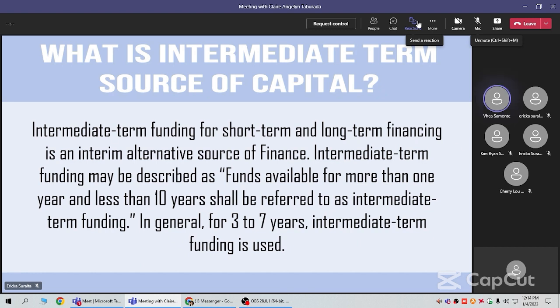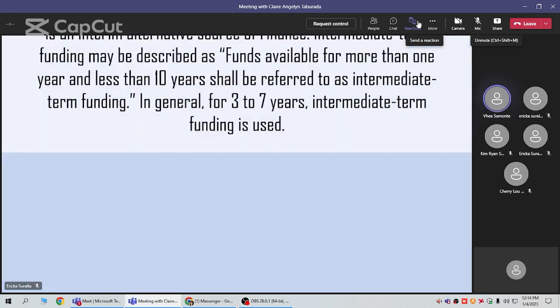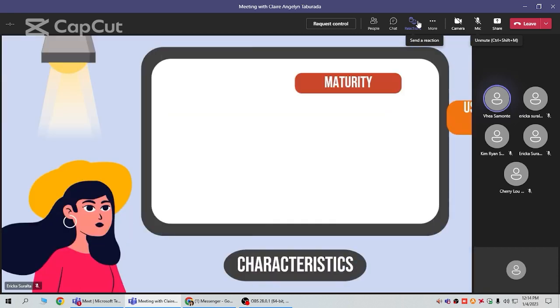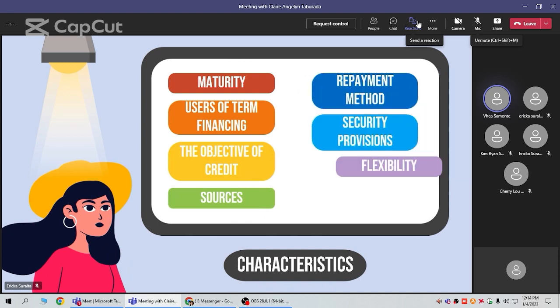The following are some important characteristics of intermediate term funding. The first one is maturity. For more than 1 year and less than 10 years, intermediate term funding is completed basically in 3 to 7 years.